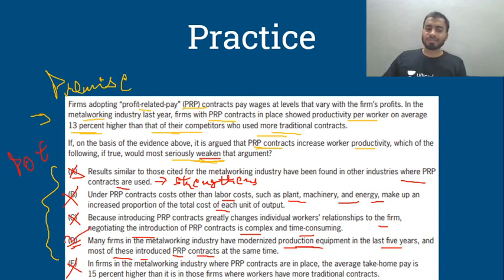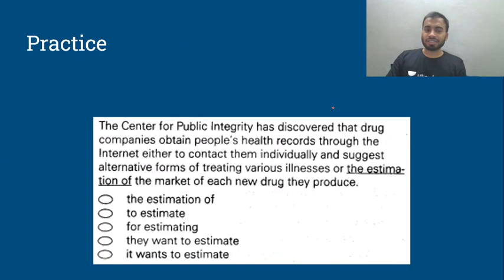D, my friends, looks to be the only correct answer because it is inserting another reason into the picture, and that weakens the cause effect relationship of PRP contracts and the productivity levels, right? So this was the last CR question of the day. Now we'll do one last SC question.